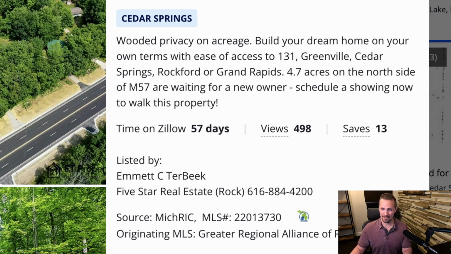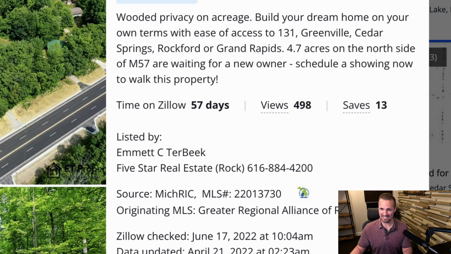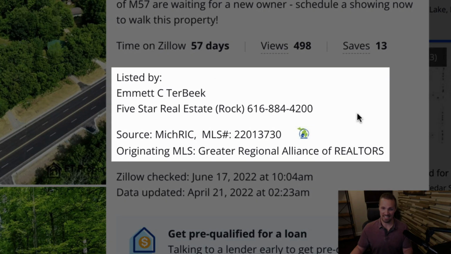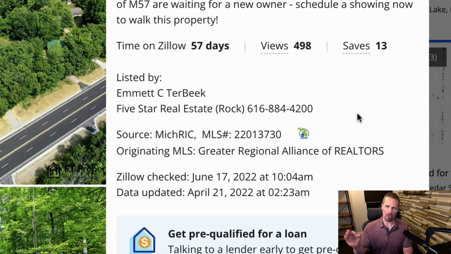And something else that you can get from these listings is the name and contact information of whoever is listing this property. And not all the time, but sometimes what this can indicate to you is, hey, maybe this is a real estate agent who knows a thing or two about vacant land if they actually have an active vacant land listing.